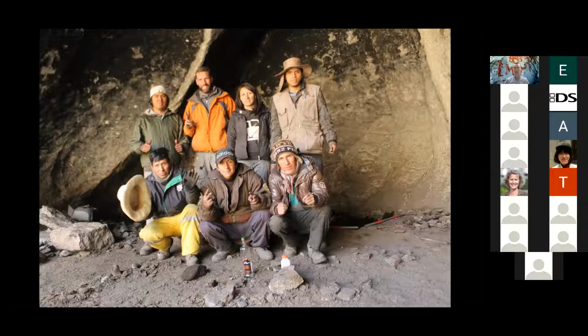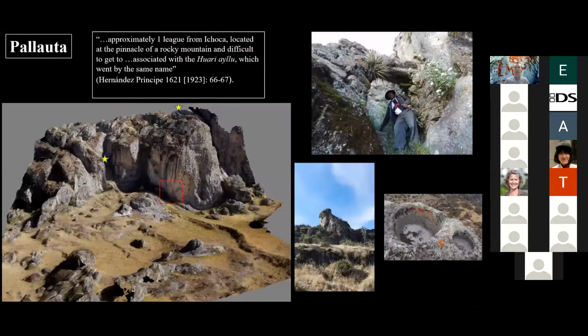So this was another way to incorporate our work with the community and make it hopefully more meaningful with them. So turning our attention first to the site of Payauta here, we'll look at what Hernandez Principe had to say about this place. And he said it was approximately 1 league, or more or less 1 mile, from the town of Achoca, and is located at the pinnacle of a rocky mountain that is difficult to get to, and is associated with the Wadi Ayu, which went by the same name.